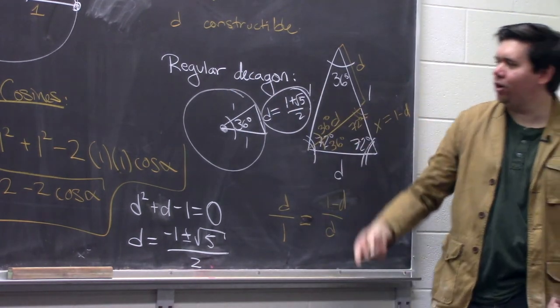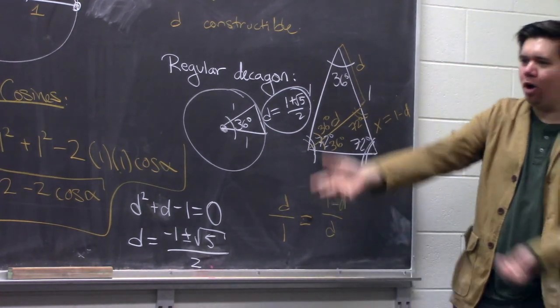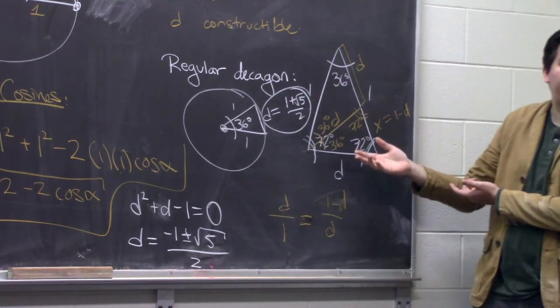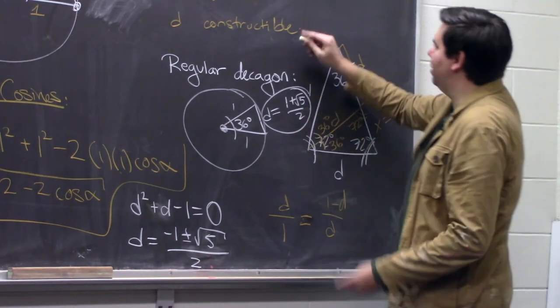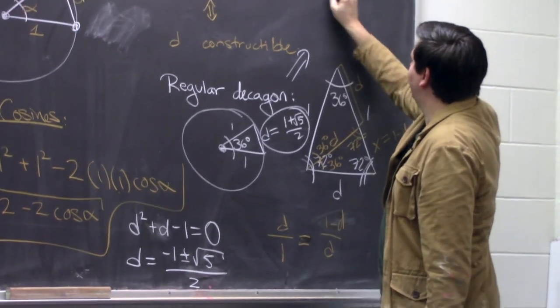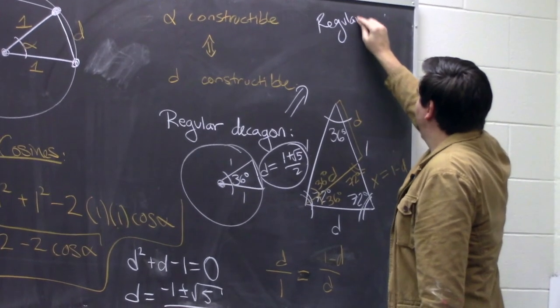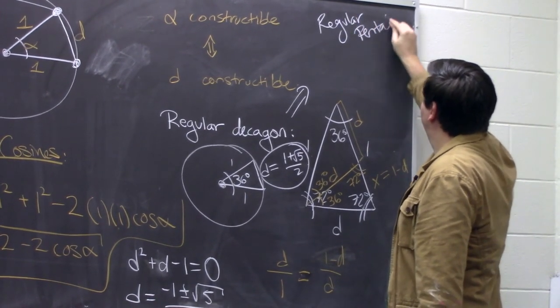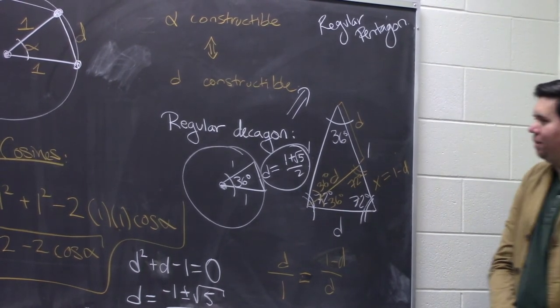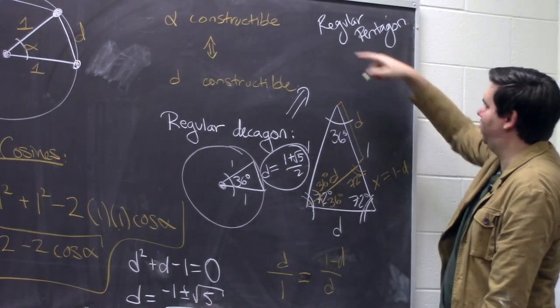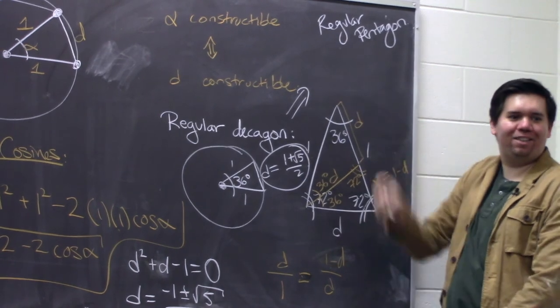So this is Descartes celebrating. He's like, all that work in the Elements, it just follows very, very quickly. I mean, if you construct a regular decagon, then I claim it follows immediately that you can construct a regular pentagon. How do you make your regular pentagon? Well, there's a couple ways to think about it. One is you could just make a regular decagon and pick every other point and connect those.